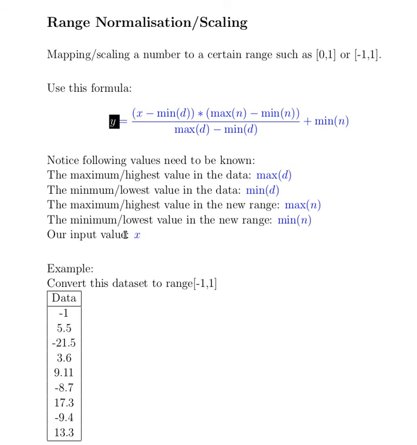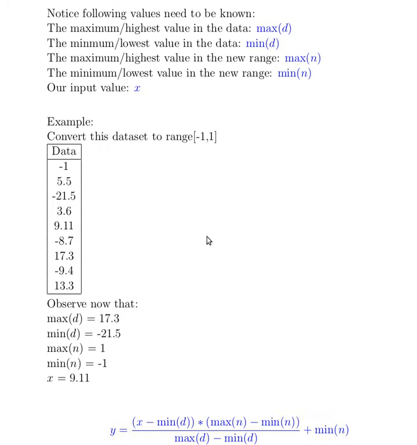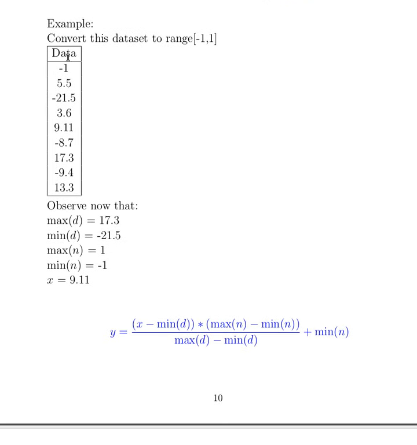Now, to make things clearer, we are going to have an example. Let's have a look at this data set, and let's say we want to normalize it to the range -1 and 1. Observe that the values we need are max D, the maximum value of our data, which is 17.3, and the minimum value of our data, -21.5. The maximum value in our normalization range is 1, and the minimum value of our normalization range is -1.